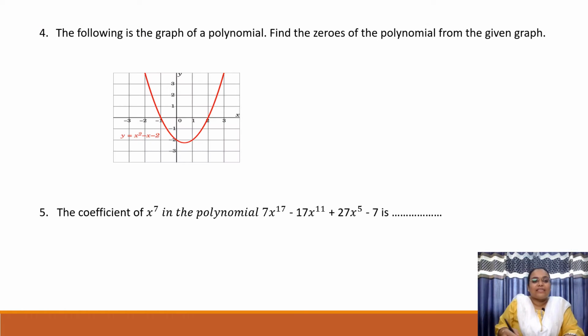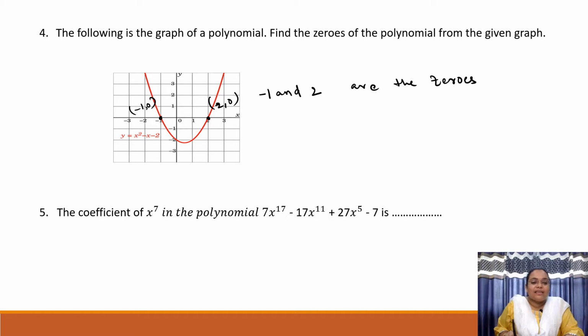The next one is the following is the graph of a polynomial. Find the zeros of the polynomial from the given graph. From the given graph, where the graph cuts the x-axis, that is called the zero of a polynomial. It is cutting at minus 1 and 2, so the points will be minus 1 comma 0 and 2 comma 0. So we can say minus 1 and 2 are the zeros.